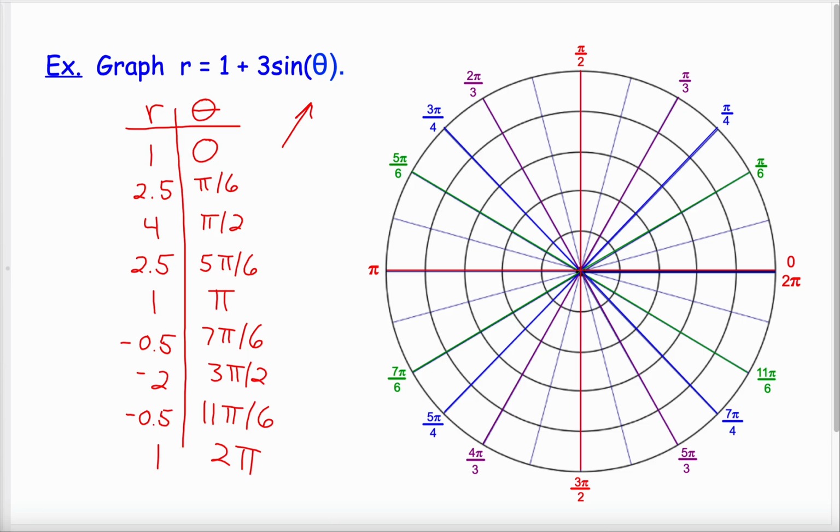All right, so let's plot these. Let's plot these points, see what we get. So at 0 radians, r is 1, right there. At pi over 6, we're going to go 2.5, so right about there. I didn't do the decimals for pi over 4, pi over 3. Pi over 2, though, I have 4. 1, 2, 3, 4 circles out, assuming that all my circles are 1 unit. We could change that scale if we needed to, based on our table. 5 pi over 6, 2.5. So back to here. And then at pi, we're only at 1.